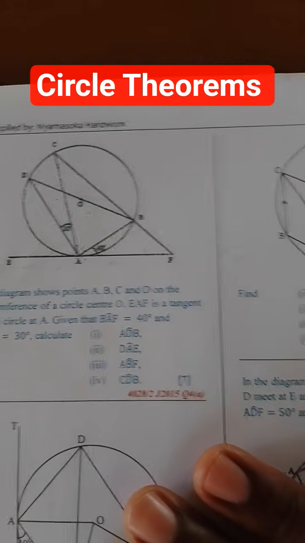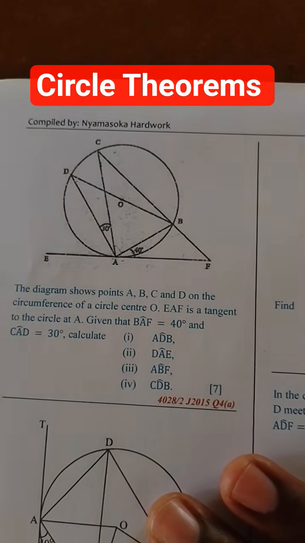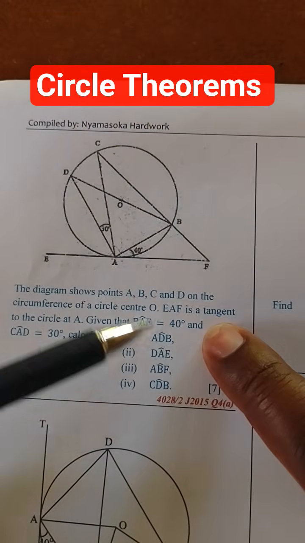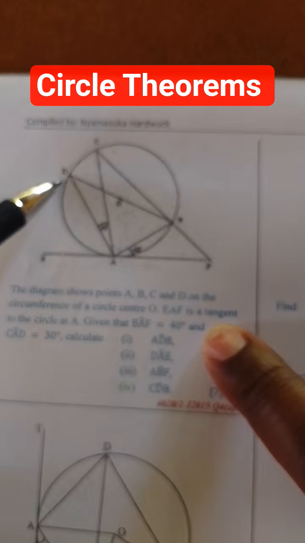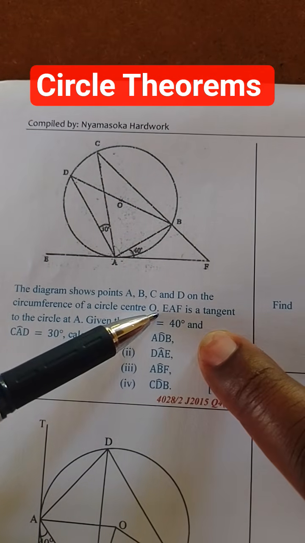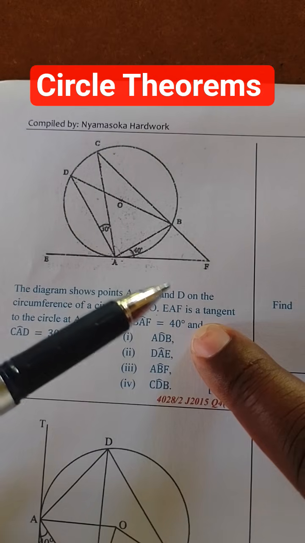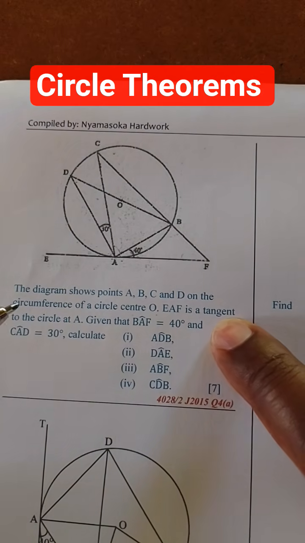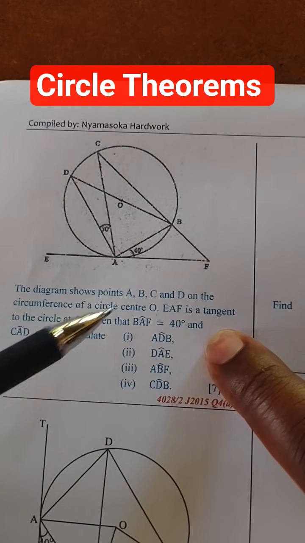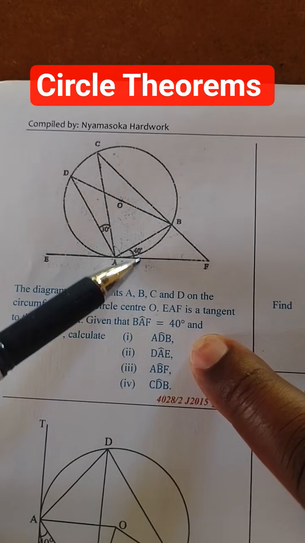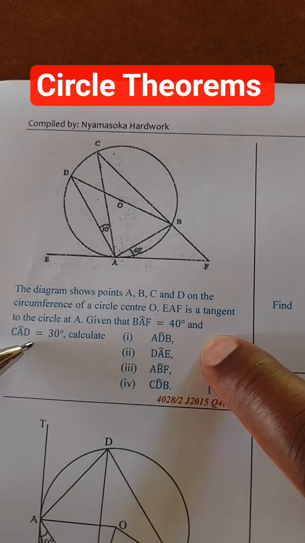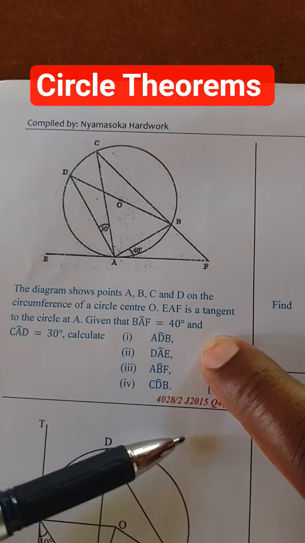Right, that's a circle geometry question there. The diagram shows points A, B, C, D on the circumference of a circle, center O. EAF is a tangent to the circle at A. Given that BAF is 40 and CAD is 30, calculate those.